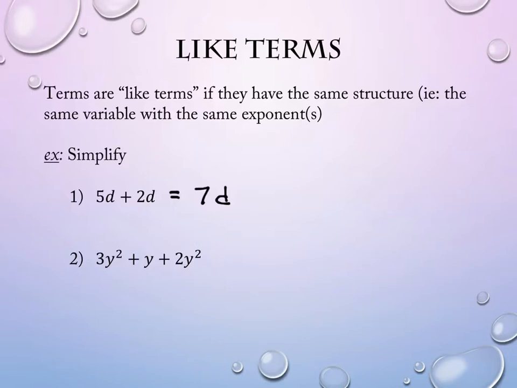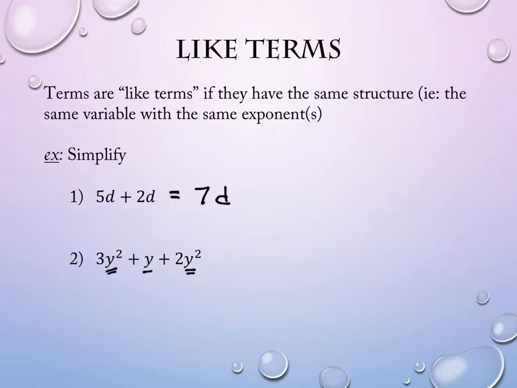Now, number 2 is different. On number 2, I have some exponents. In particular, here's a y squared and a y squared. And here's a y. So y squared and y are not like terms. They're different sizes. That's actually what the problem is.